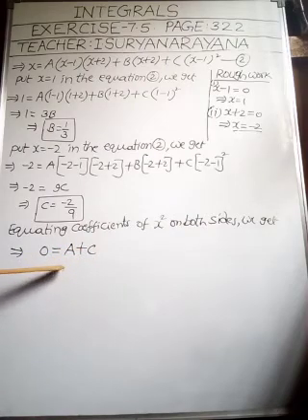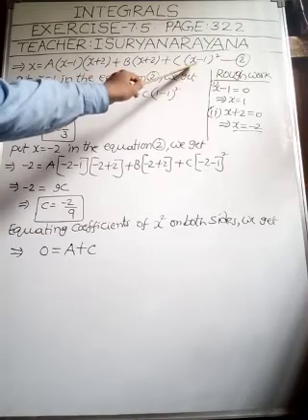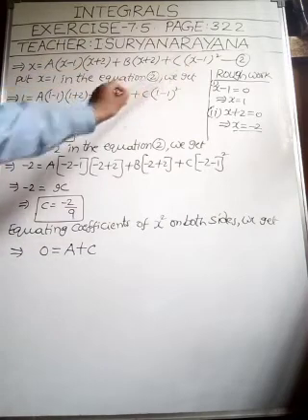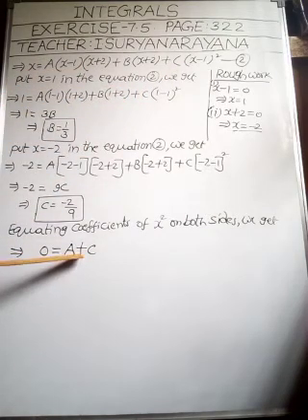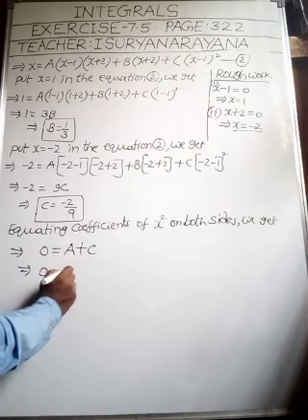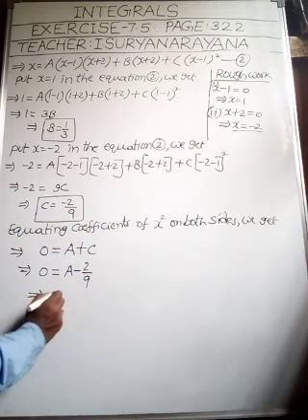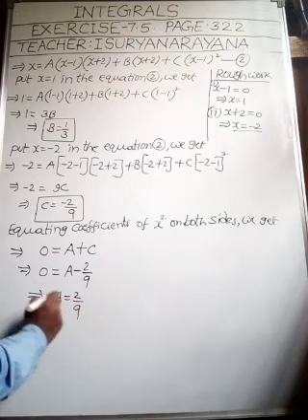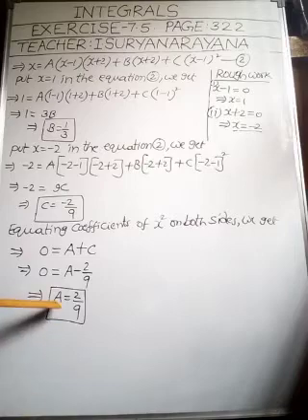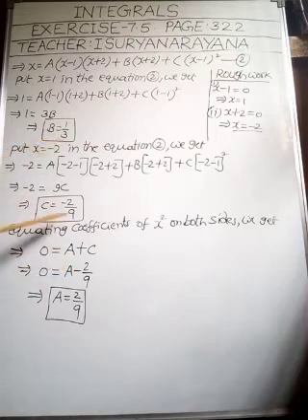Understood this step, my children? You have to expand this one also. Then you can find the coefficients of x square is a plus c. Okay, my children, understood this step? Right. This implies 0 is equal to a. C value we got already, minus 2 by 9. This implies a is equal to 2 by 9. Understood this step, my children? We got a value is 2 by 9. B value is 1 by 3 and C value is minus 2 by 9.